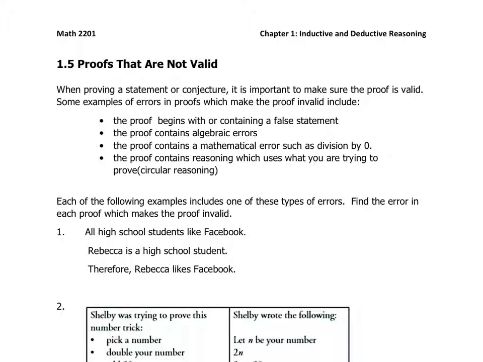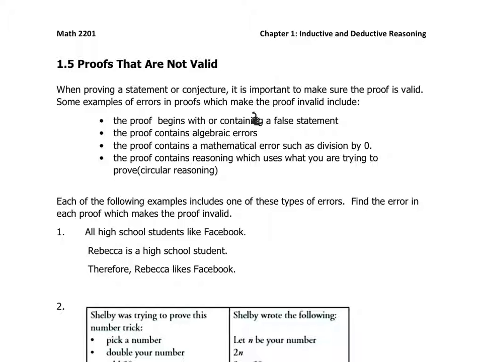Section 1.5 is on proofs that are not valid. When proving a statement or a conjecture, it is important to make sure the proof is valid. Some examples of errors in proofs which make the proof invalid include: the proof begins with or contains a false statement.